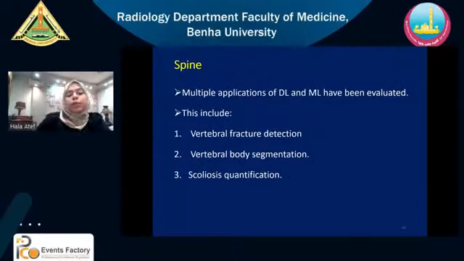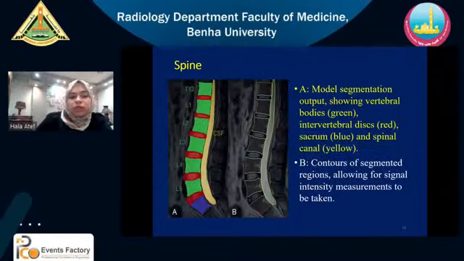In the spine, multiple applications of deep learning and machine learning have been evaluated. This includes vertebral fracture detection, vertebral body segmentation, and scoliosis quantification. As we see here, this is a model for segmentation output showing the vertebral bodies in green, intervertebral discs in red color, the spinal canal in yellow, and the sacrum in blue color. Contours of the segmented region allow for signal intensity measurement to be taken.